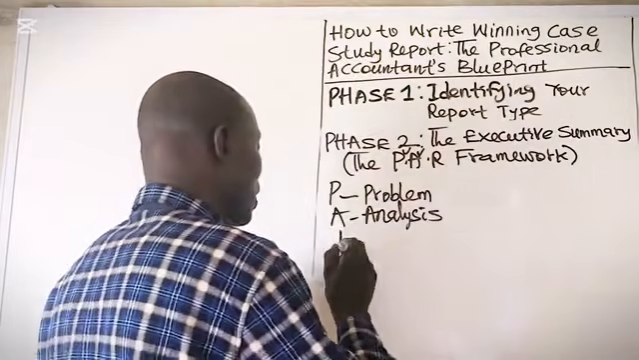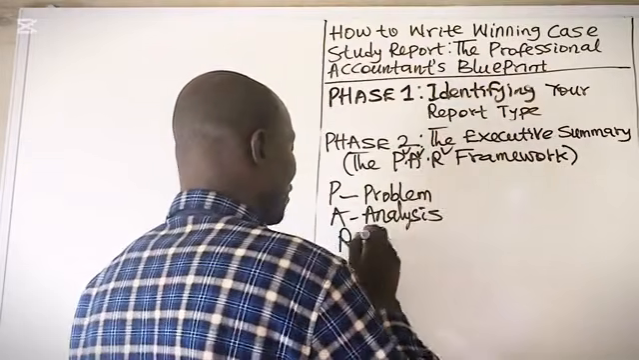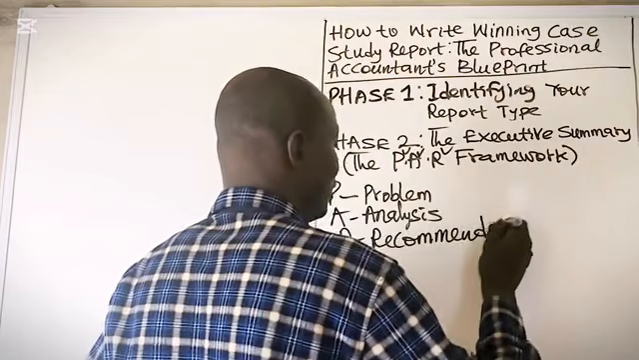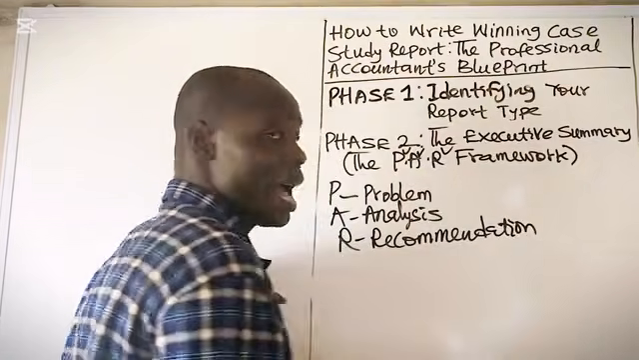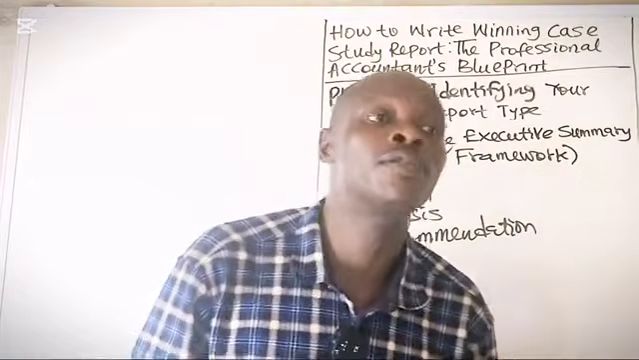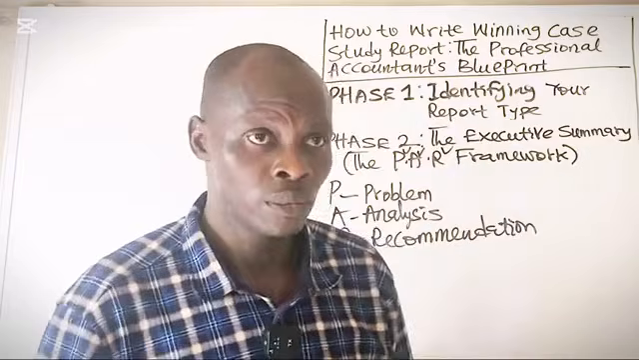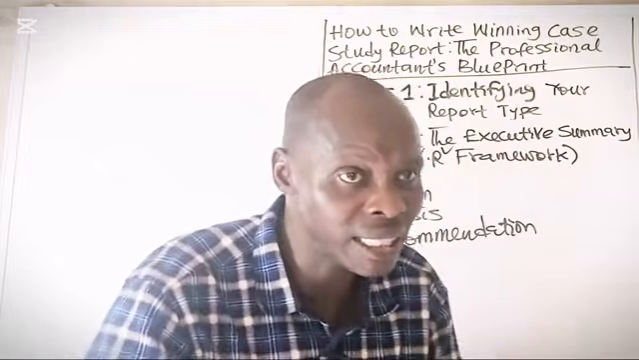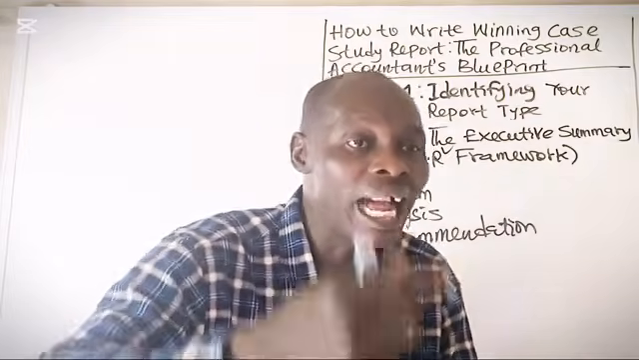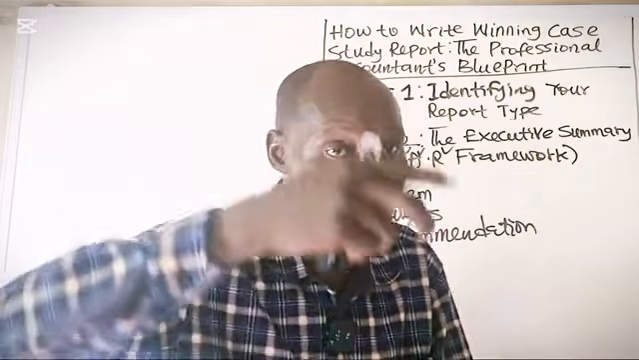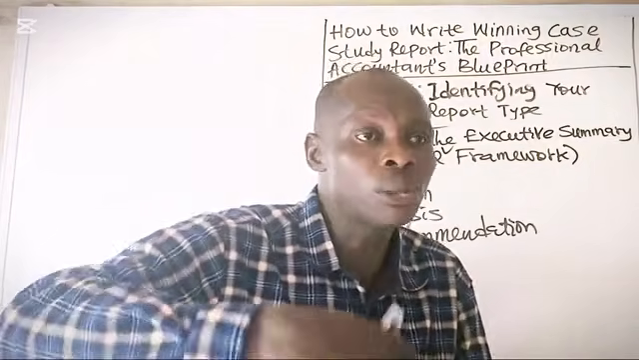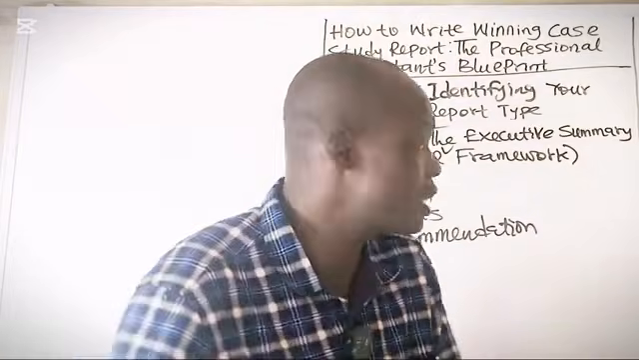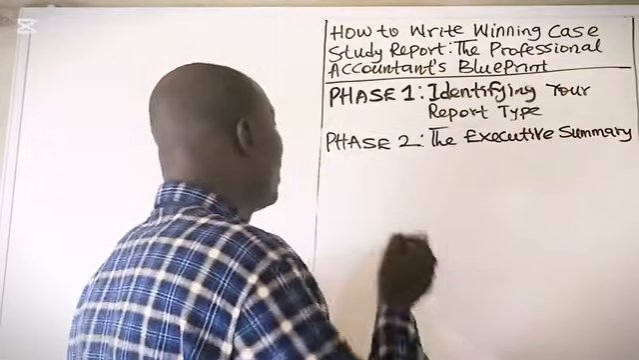R for recommendation. Be decisive. What should they do? Use clear professional language, such as: it is recommended that the board proceed with dash. That is phase 2.